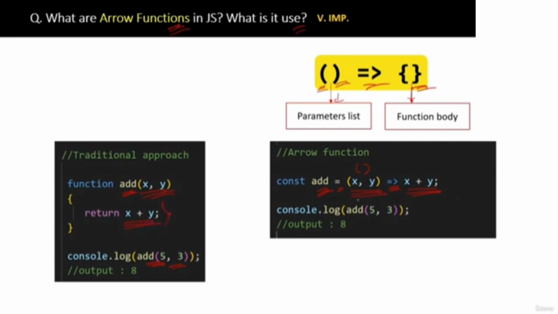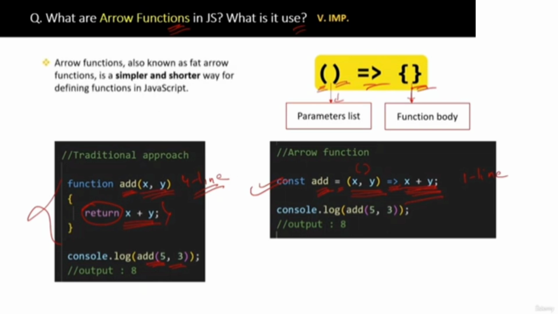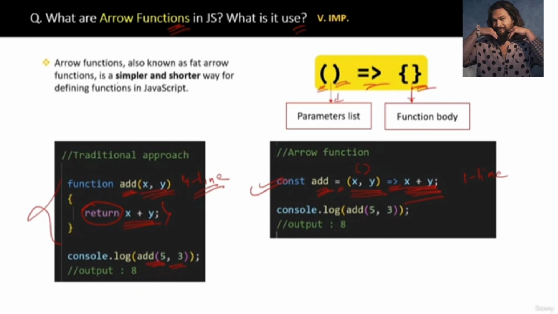Great. Now compare this one line of code with the previous one, which was the traditional function approach. We have reduced 4 lines of code to a single line, right? So the arrow function makes the code shorter and simpler. Even in this case, you do not have to write the return keyword with the arrow function. The arrow function will automatically understand that. So finally, the definition: arrow functions, also known as fat arrow functions, are a simpler and shorter way of defining functions in JavaScript. That's it. Now I think this concept is permanently fixed in your memory.